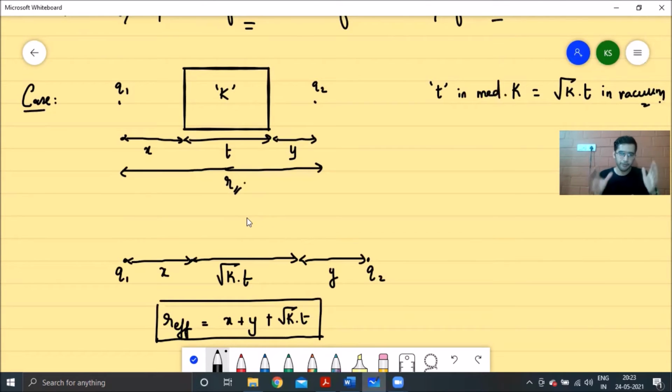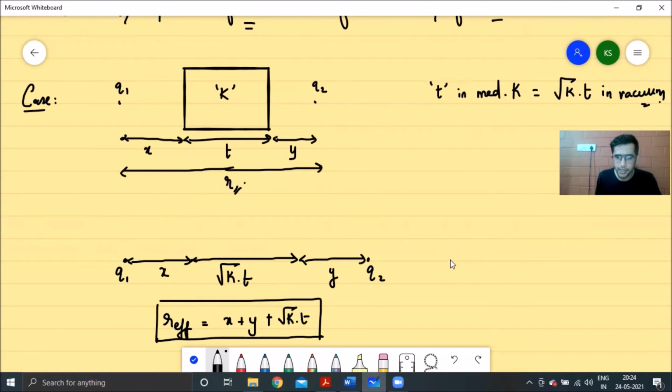We'll try to convert that medium. If the entire region between the two charges is not occupied by one medium, we'll try to make it into one medium totally. So in this case, some region is vacuum and the other region was a medium of dielectric constant K. So we have converted this region also into vacuum. To do that, we found the relation between the distance in vacuum and the distance in the medium of dielectric constant K. And we got this relation: a distance of T in a medium of dielectric constant K is equivalent to a distance of root K into T in vacuum. And now this entire region is vacuum.